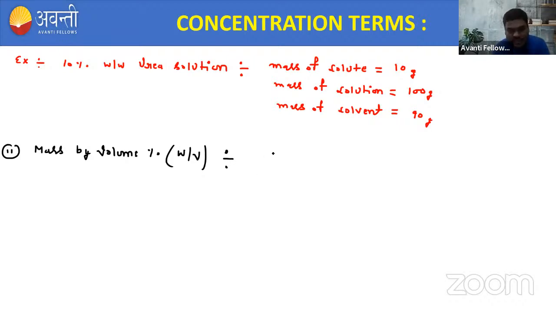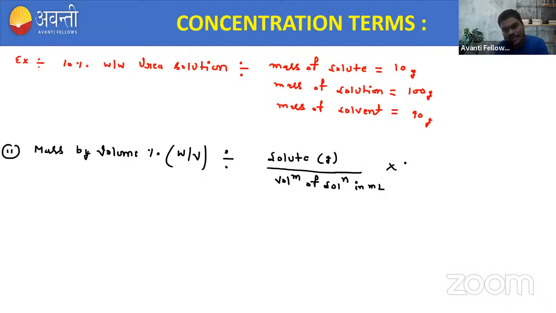So this is solute. So solute is taken in gram, where volume of the solution is in milliliter, right? In milliliter. Multiply by 100. So this is known as mass by volume percentage, right?